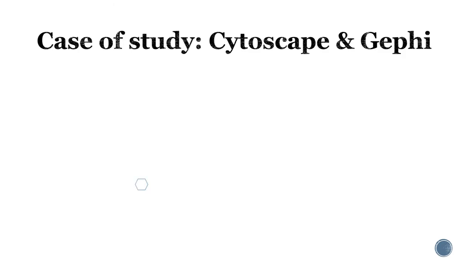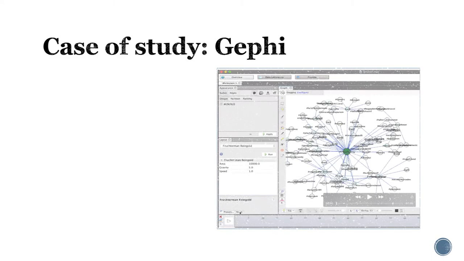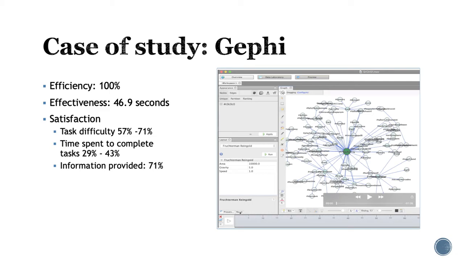Our methodology was applied to evaluate two of the most popular tools to analyze networks, Gephi and Cytoscape. Results obtained from Gephi shows that it is 100% efficient. Regarding to effectiveness, the average time spent to complete the task was 46.9 seconds. In terms to task difficulty, user satisfaction goes from 57 to 71% of users. For time spent to complete tasks, satisfaction goes from 29 to 43. Finally, 71% of users are agreed with the information provided by the tool to complete the tasks.